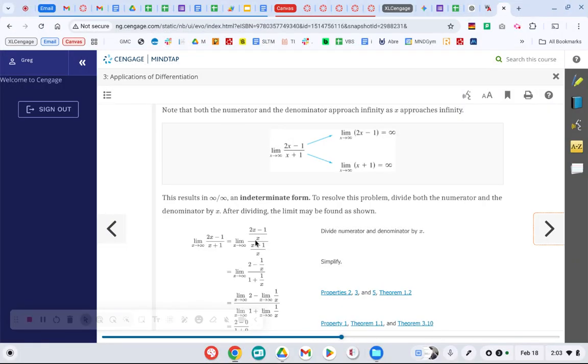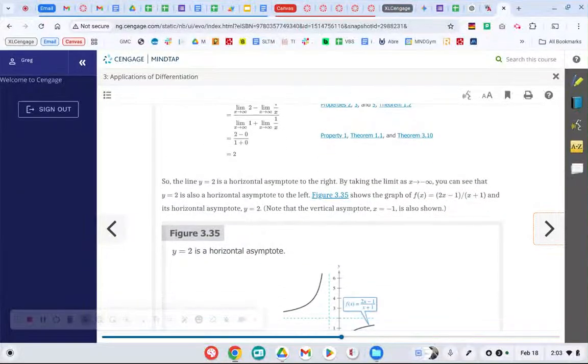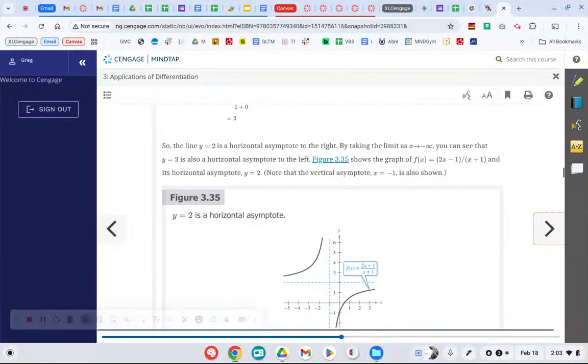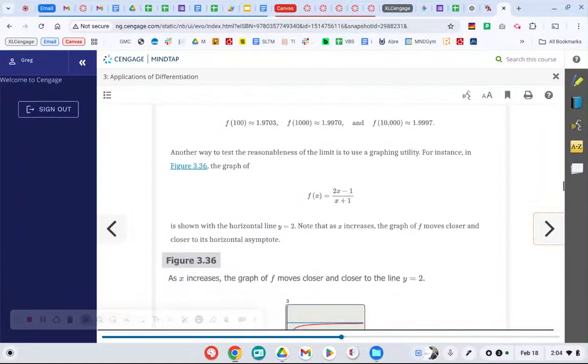Now 2x over x is just 2. Then you have a 1 minus 1 over x. And x over x is just 1. Then you have a 1 over x. Now if you put in infinity for x here, you're going to get a 0, and the same here, so you end up getting 2 over 1. But all you guys need to know for this whole unit is you can just put it in your calculator and use your table feature on the function and put in bigger and bigger values or smaller and smaller values, and you'll be able to figure this out.